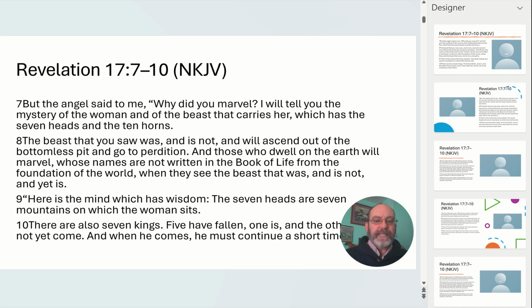These mountains represent a series of kingdoms, and it also describes them as 7 kings. 5 have fallen, 1 is, and the other has not yet come. And when he comes, he must continue for a short time. So they've all been presented, but then it pauses and says there's still one to come. It's going to be around for a little while, but it's not here yet.